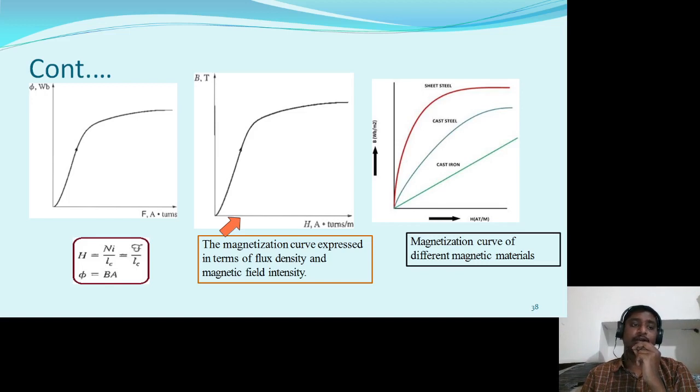In the same way, B you may convert in terms of flux. So flux versus force, ampere turns, magnetizing force, you can apply, right? Generally the BH curves will be different for different materials. If you have taken sheet steel, then the BH values may be higher. What about cast steel? Somewhat reduced. Cast iron, it may be linear.